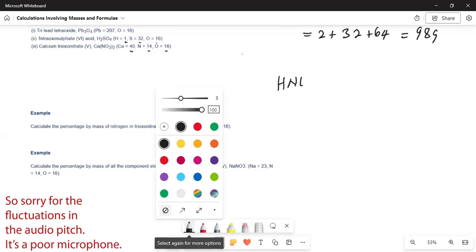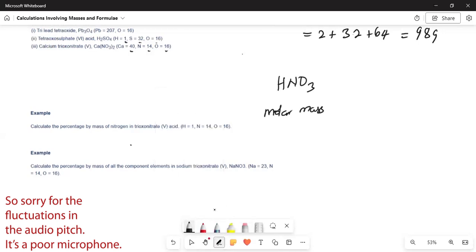So trioxonitrate(V) acid is HNO3. The molar mass is the mass of hydrogen plus the mass of nitrogen plus the mass of oxygen. According to the question, hydrogen is 1, nitrogen is 14, oxygen is 16. So that is 1 plus 14 plus 16 times 3, which is 1 plus 14 plus 48. 1 plus 14 is 15, and 15 plus 48 is 63 grams. That is the molar mass of trioxonitrate(V) acid. But the question says we should calculate the percentage by mass of nitrogen.